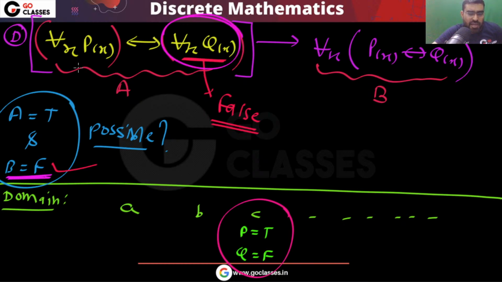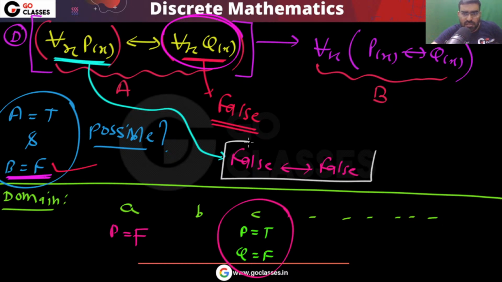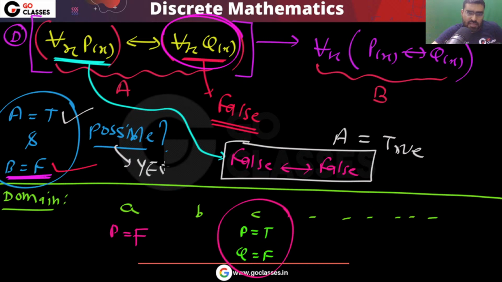Now, can you make A true? If you want to make A true, you need to make this also false. Can you make this false? Is it possible? Of course I can make it false. For this element A, I can make P false. So of course this is also false. So you can notice false, double implication false, false, double implication false. That is your A, which is true. So yes, this is possible.